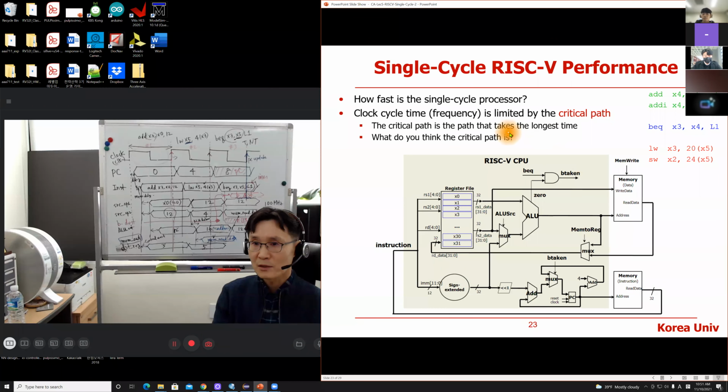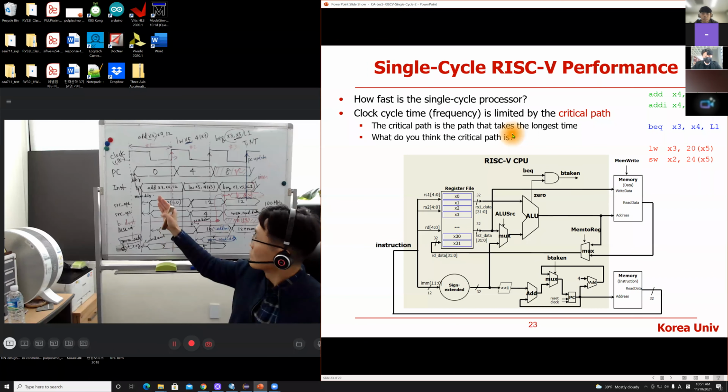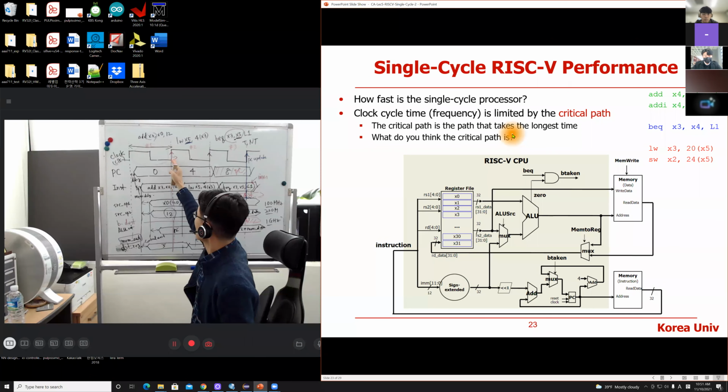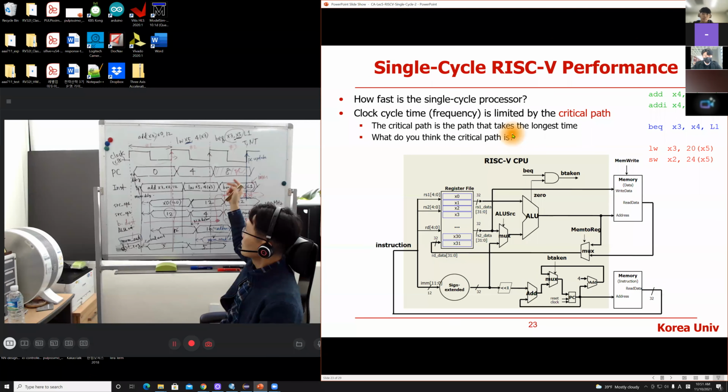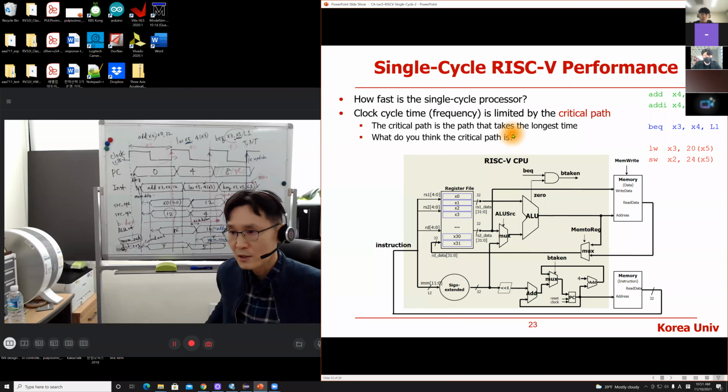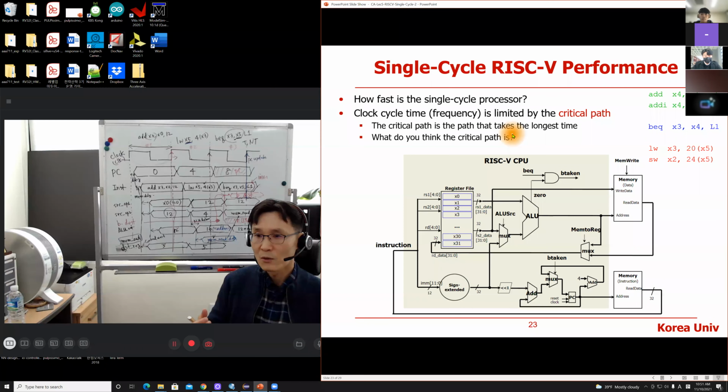Critical path is the longest path, the longest delay path of an instruction execution. So in other words, from instruction fetch to the end, right? Instruction fetch to the end. What would be the longest path? Which instruction is incurring the longest path, and what is that path?